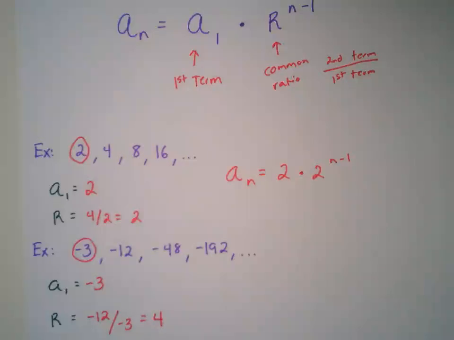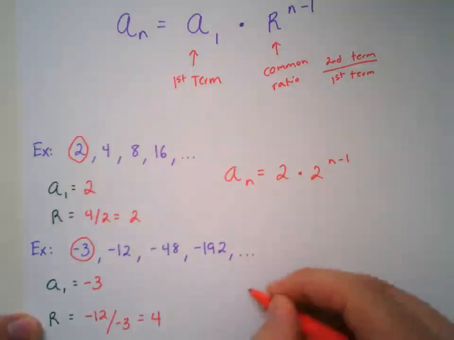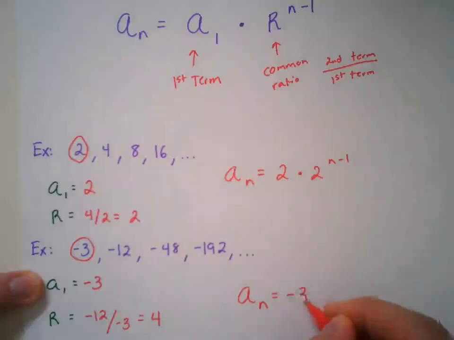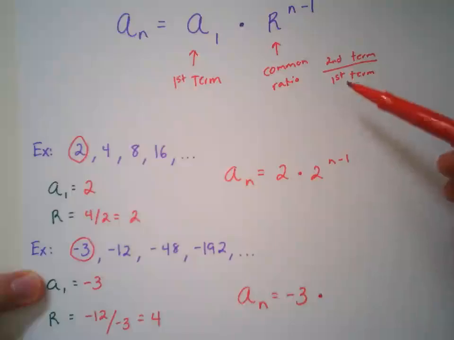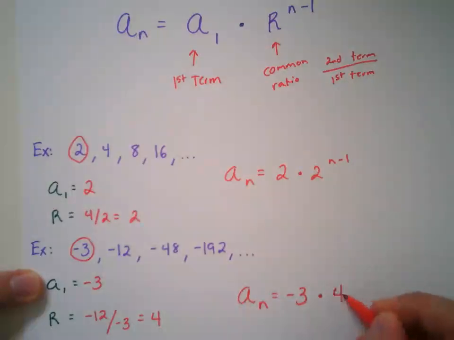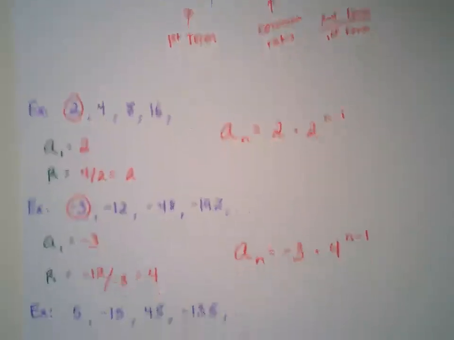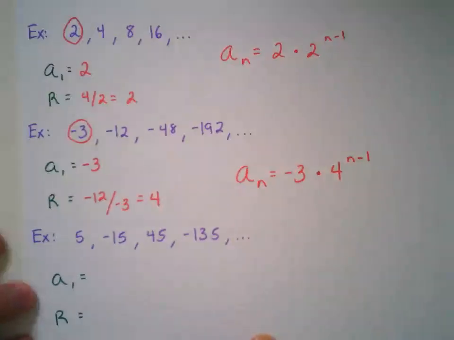So now you just plug your information into the formula. A sub n equals, again, we put our A1, our first term, which is -3, times our R, our common ratio, which we already found to be 4, so times 4, and then we just put n minus 1 at the top. So again, setting up that formula: A1 times R raised to the n minus 1.